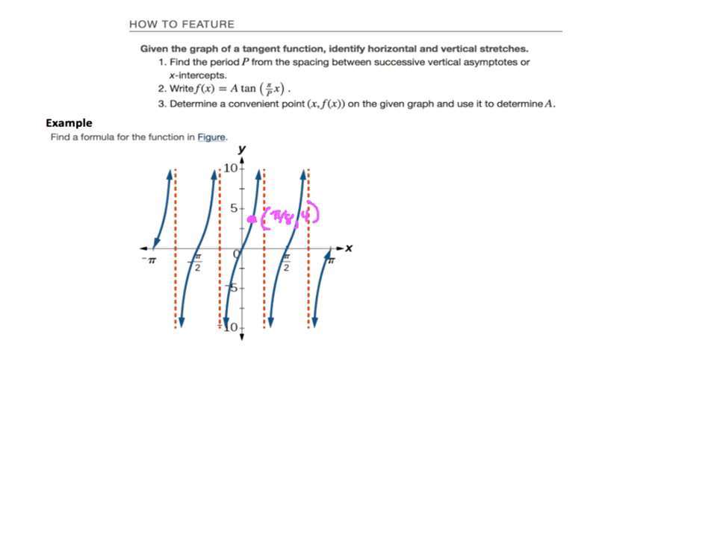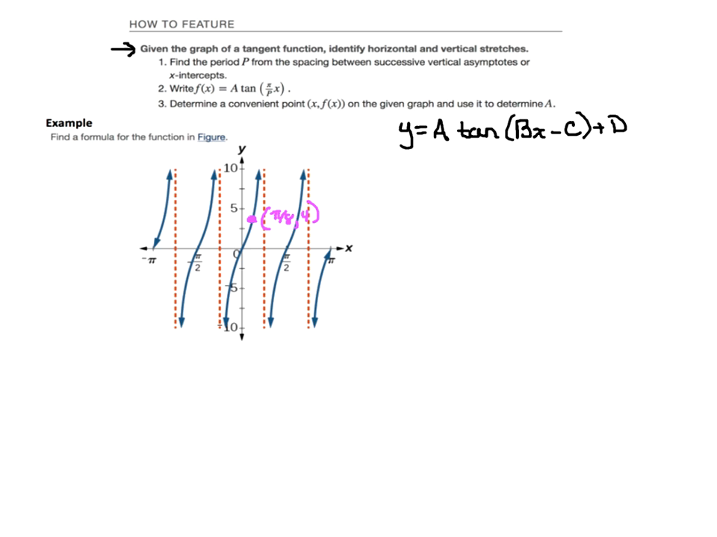All right, so we're asked to write the equation of this function here. We're given the graph of a tangent function, and we're trying to write something in the form of y equals a times the tangent of bx minus c plus d. So that's what we're trying to write.